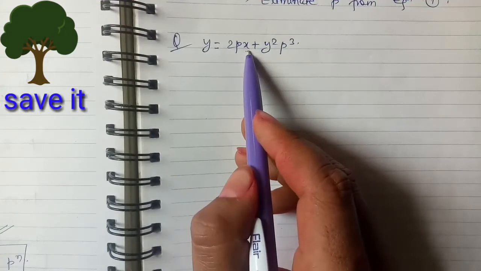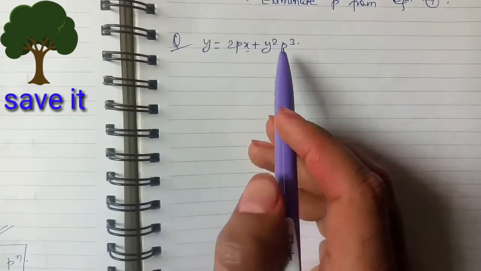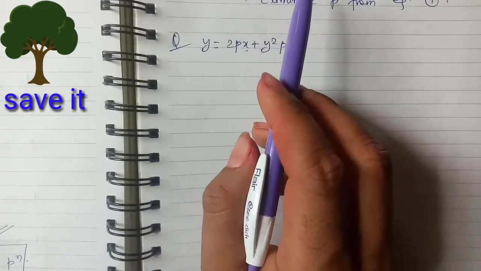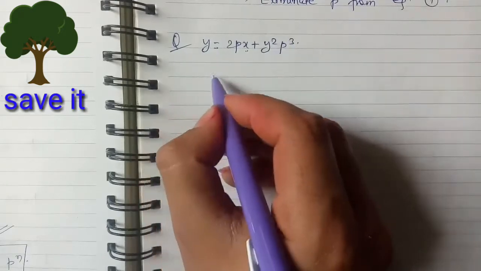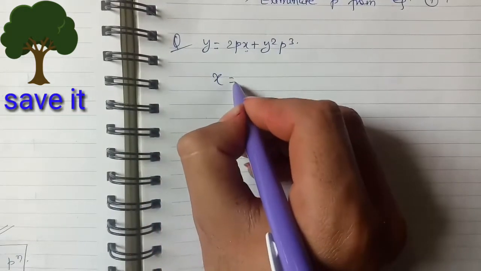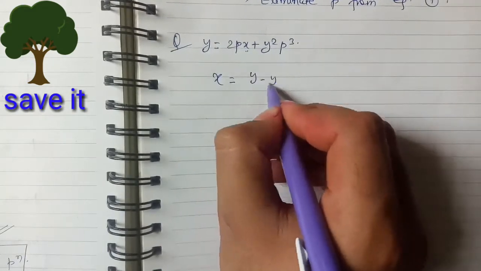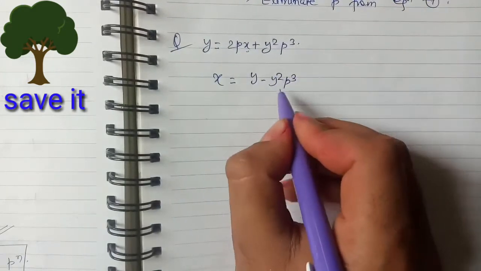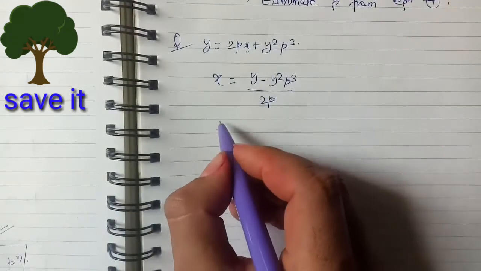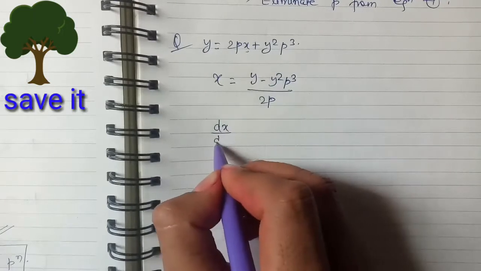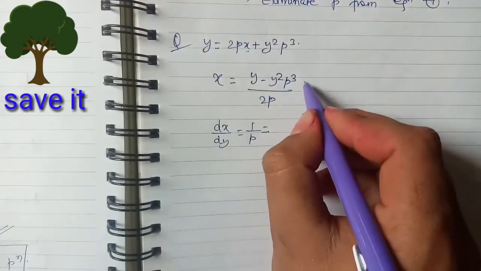We will put x on the left side and all the y terms and p terms on the right side. Then x will become a function of y comma p. So from here we can write x is equal to y minus y square p cube upon 2p. Then we will differentiate with respect to y. So dx upon dy is equal to 1 by p, and from here we know it is in u by v form.